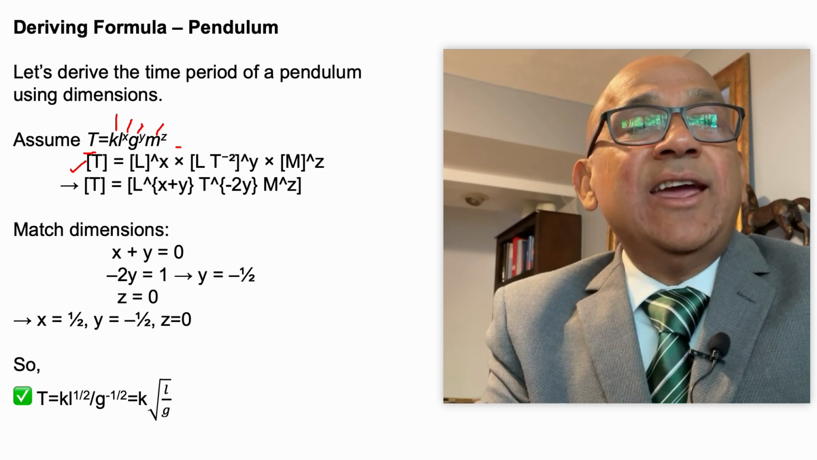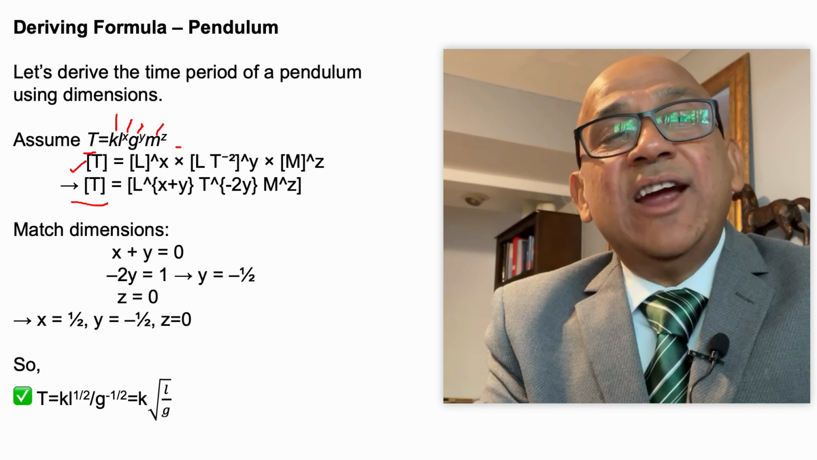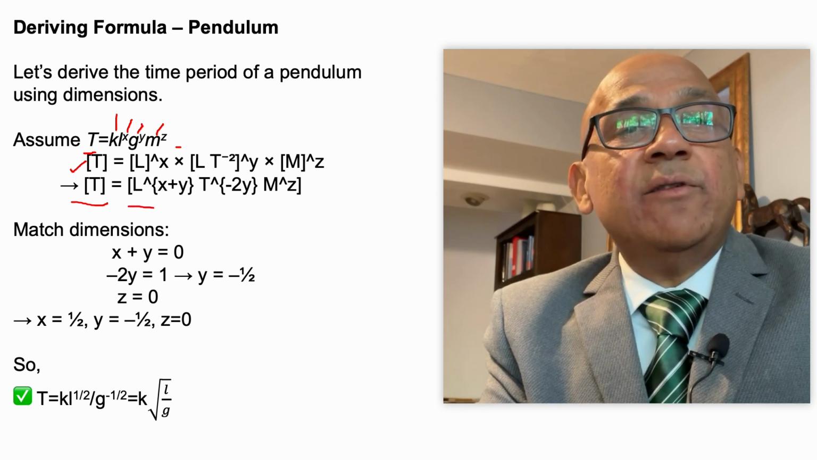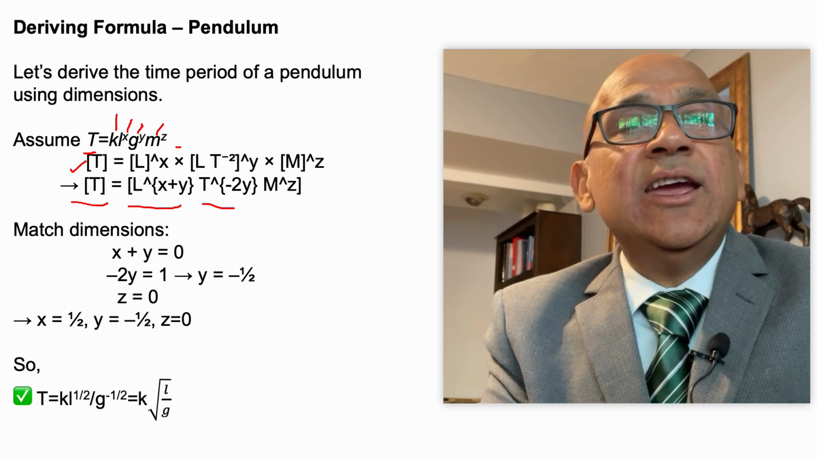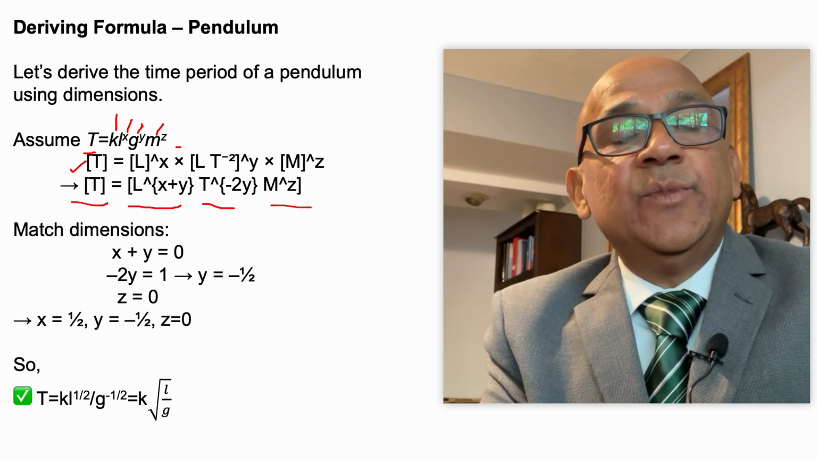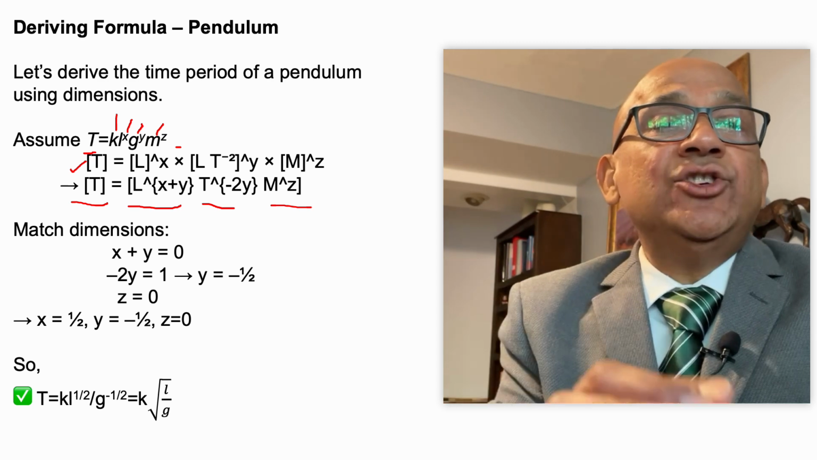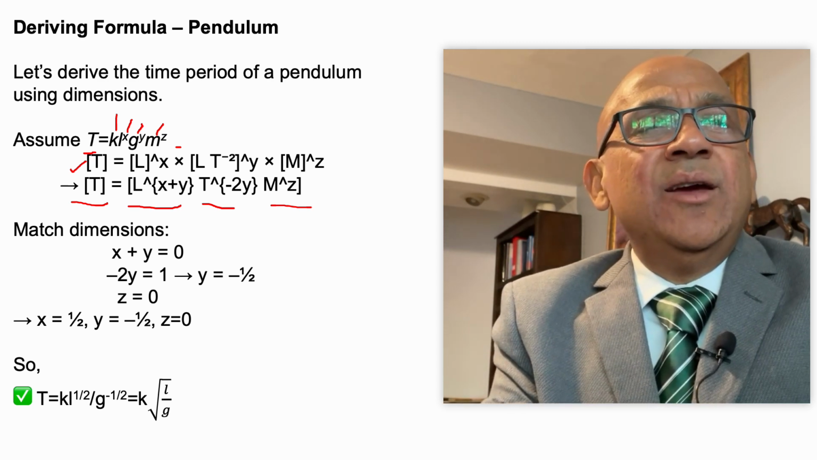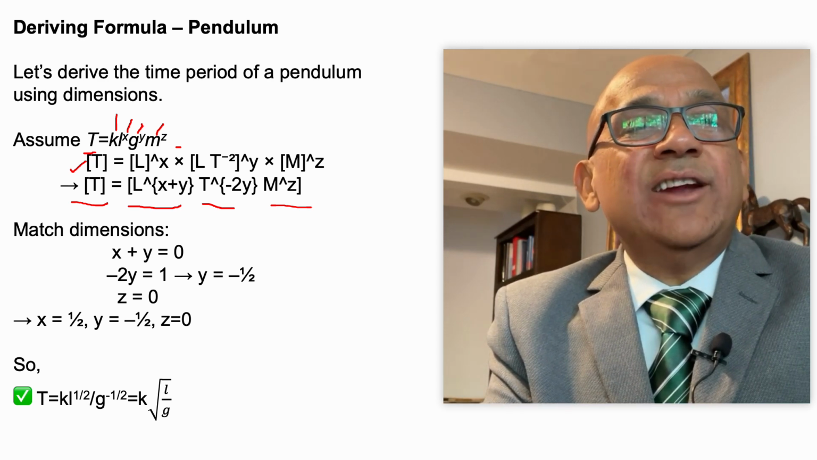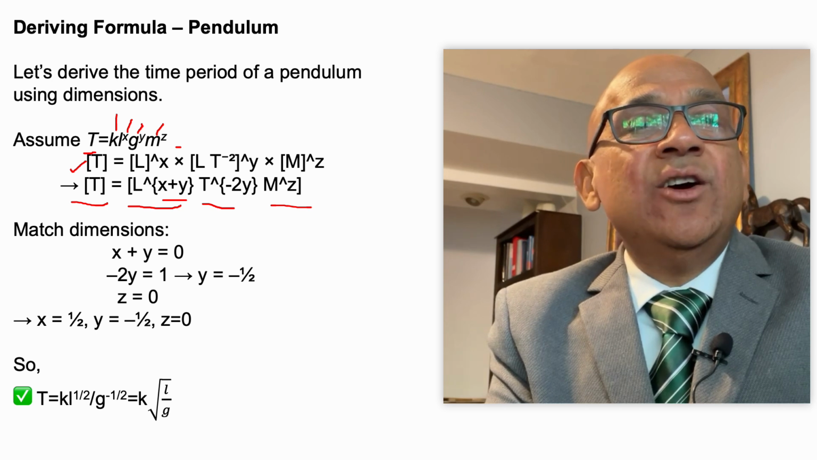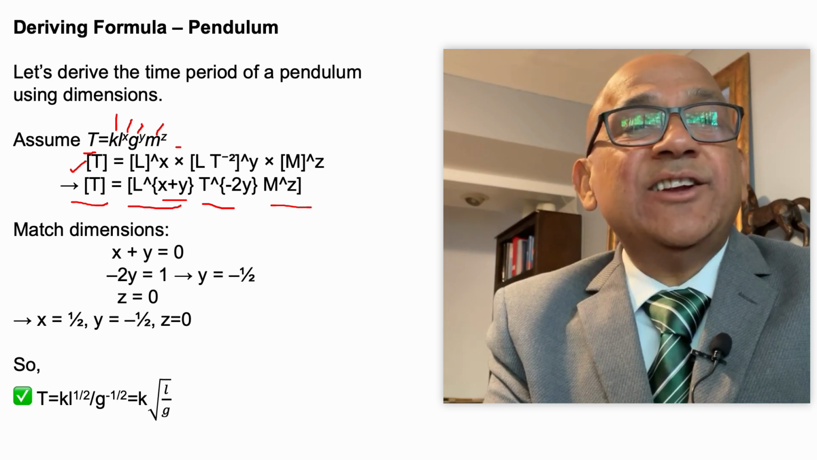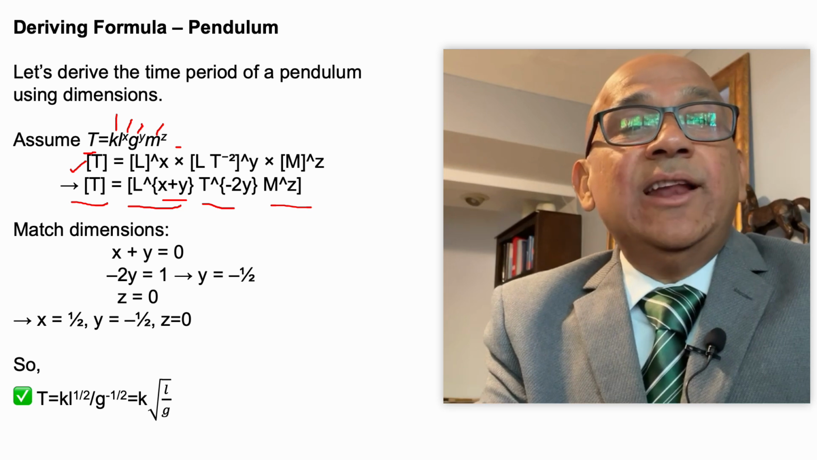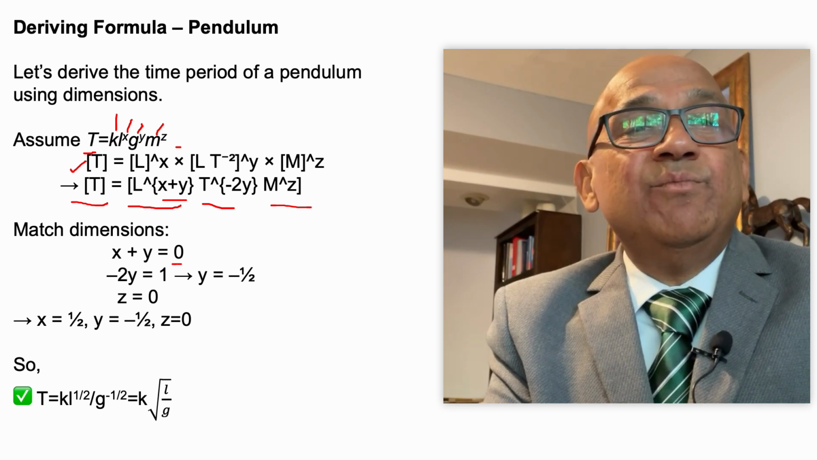If we simplify, on the left hand side it remains T, while on the right hand side you see L to the power of x plus y, T to the power of minus 2y, and M to the power of z. Now match the dimensions on both the sides. For length, on the right hand side it is x plus y, and on the left hand side you have 0.